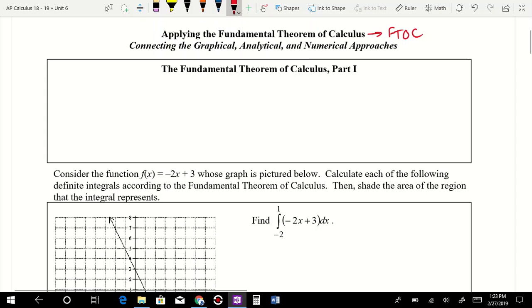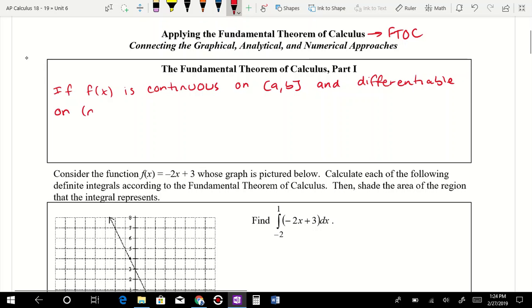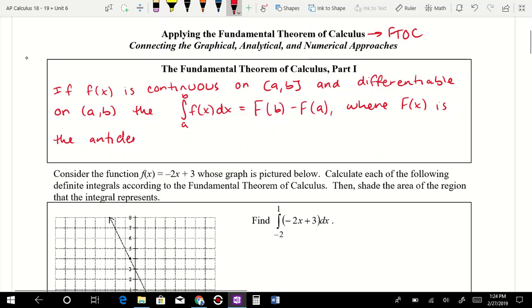So the fundamental theorem of calculus, part 1, there's the part 2, states that if little f of x is continuous on the closed interval from a to b and differentiable on the open interval from a to b, then the definite integral from a to b of little f of x dx is equal to capital F of b minus capital F of a, where capital F of x is the antiderivative of little f of x.